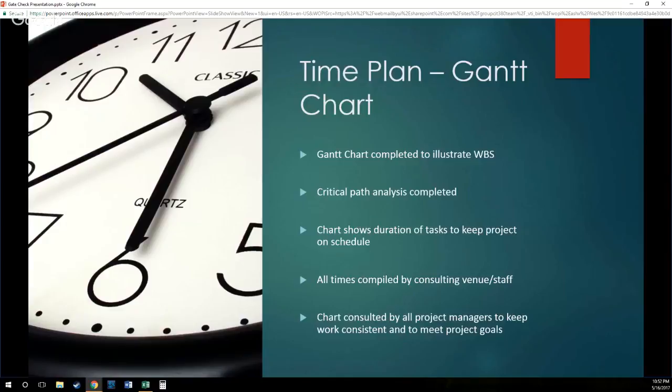The chart shows the duration of all tasks to keep the project on schedule. It is illustrated this manner so that the team can see what the biggest tasks are in an easy platform for them to understand. All team members were consulted when compiling this chart, which will allow all of them to have a clear understanding of the actual file.